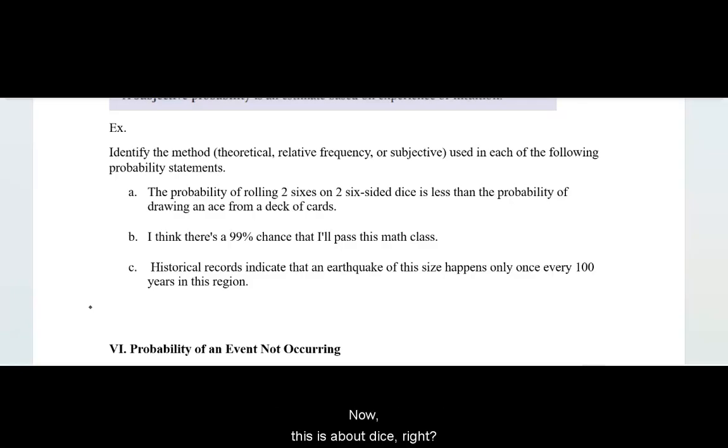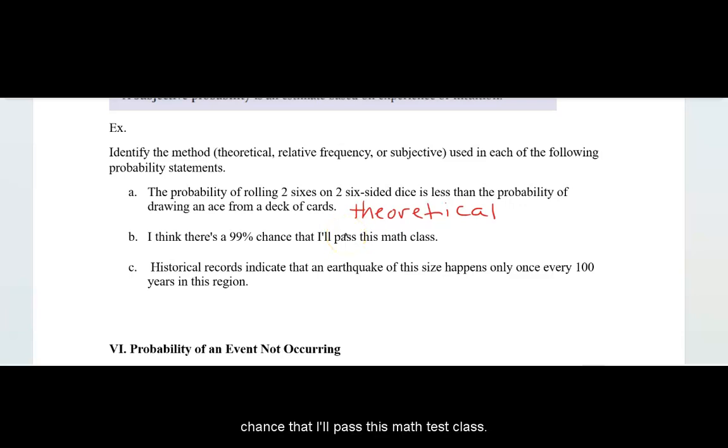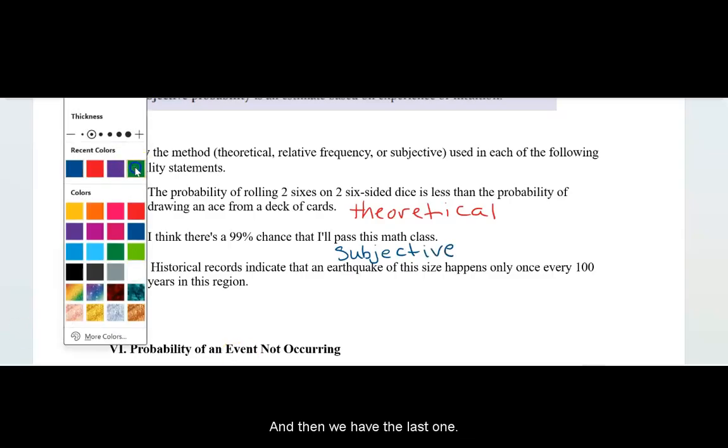Now, this is about dice and a deck of cards. Those are known. We know how many outcomes we can get from a die. We know how many cards there are in a deck and our outcomes for that. That would be what we call theoretical. Next one: I think there's a 99% chance that I'll pass this math test. That's an opinion, right? I think. So that would be what we call subjective.